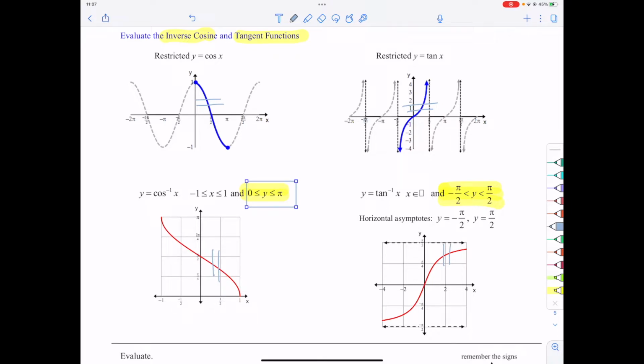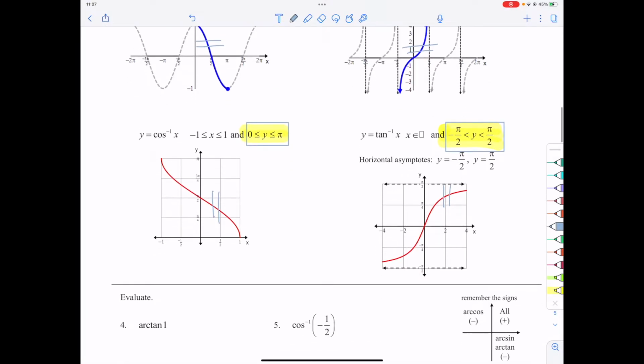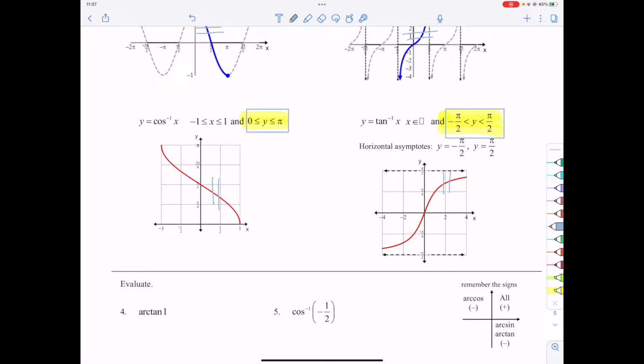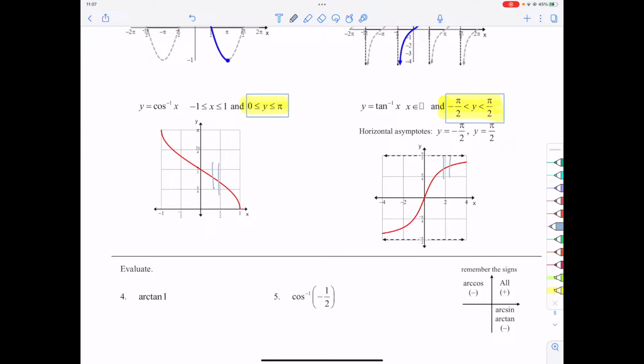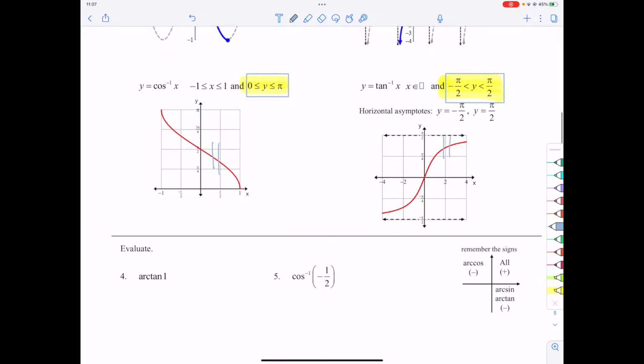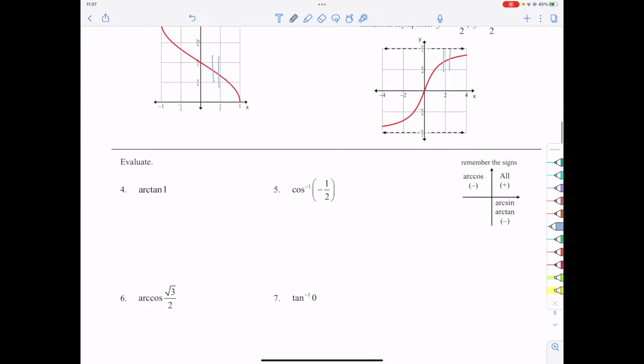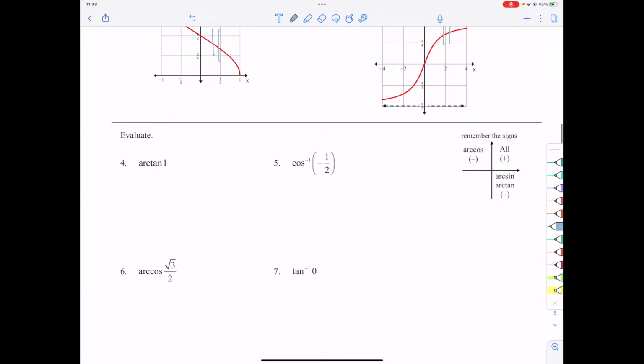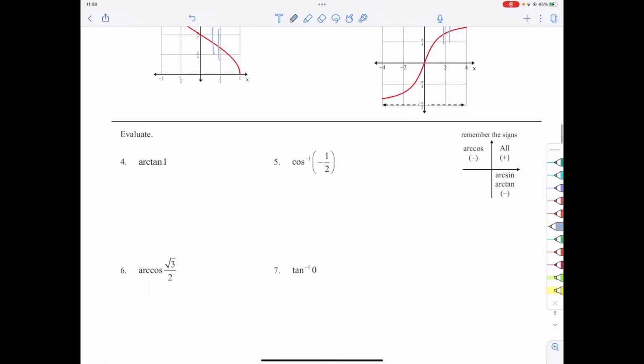This is what's very important: this is the only range that we can come up with that angle. It must be between those values, inclusive for the cosine inverse and strict inequalities for the tan. So let's jump right into an example here. We'll start with the arctan of 1.